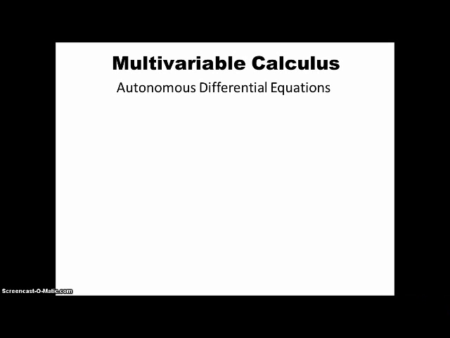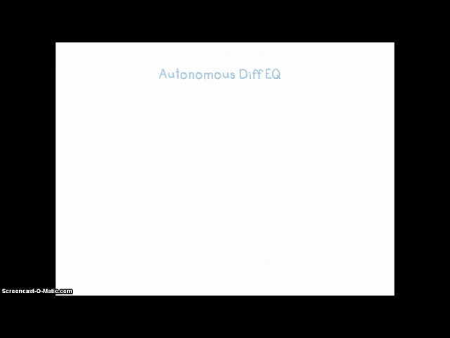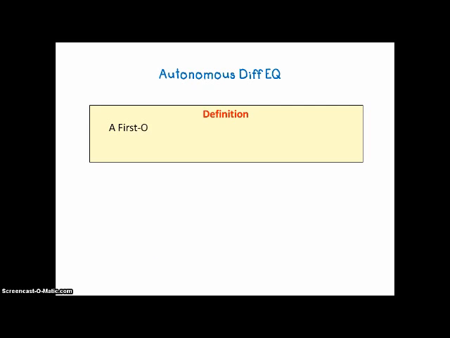Multivariable calculus, autonomous differential equations. And here's a slope field that we're going to look at in a little bit more detail later. Autonomous differential equations, what are they? Well, the definition is a first-order differential equation is autonomous if dy/dx equals a function in y.